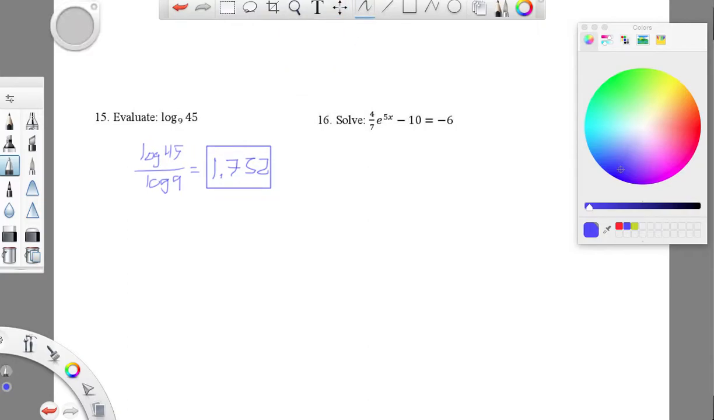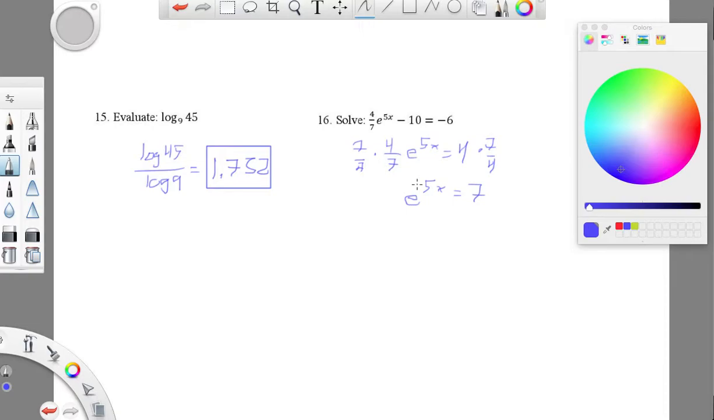All right, and the final problem here, 16. All we have to do is solve. So we do have an exponential. This is very, very similar to one we had earlier. And in this case, I'm going to add 10 to both sides, so I get 4/7 e to the 5x is equal to 4. Multiply both sides by 7/4, which is really nice because these 4's cancel out. So I get e to the 5x is equal to 7.